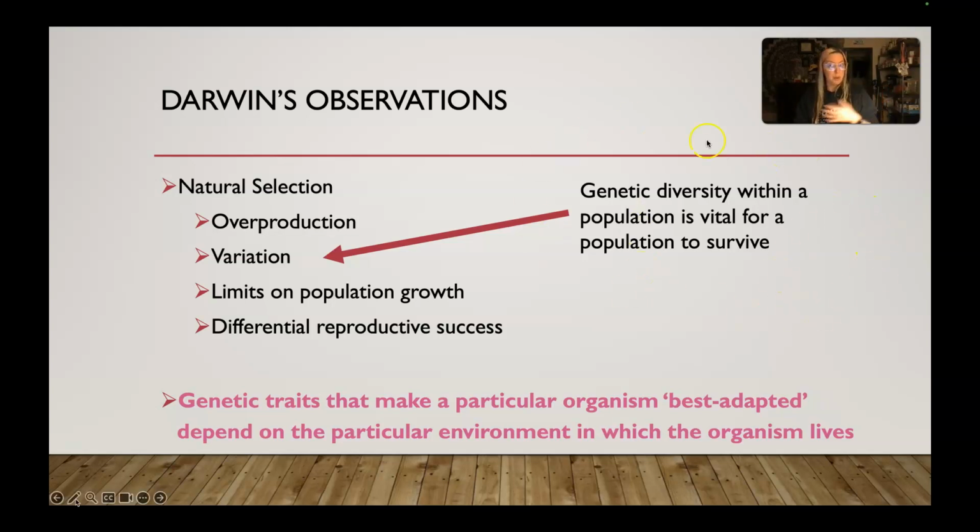Genetic diversity within a population is vital for a population to survive, right? We need these differences. We need some that are better apt to survive than others. Also, if you don't have this genetic diversity, it can lessen the success of your species, which is really interesting. You need genetic variation, so you can't just constantly be incestuous. You need to mix things up a little bit within a population.